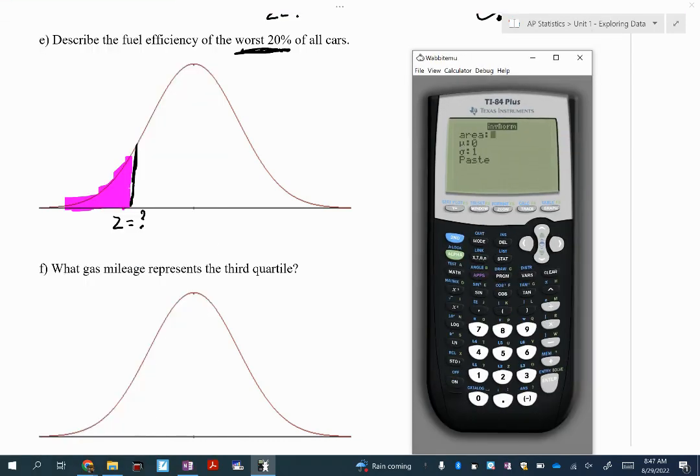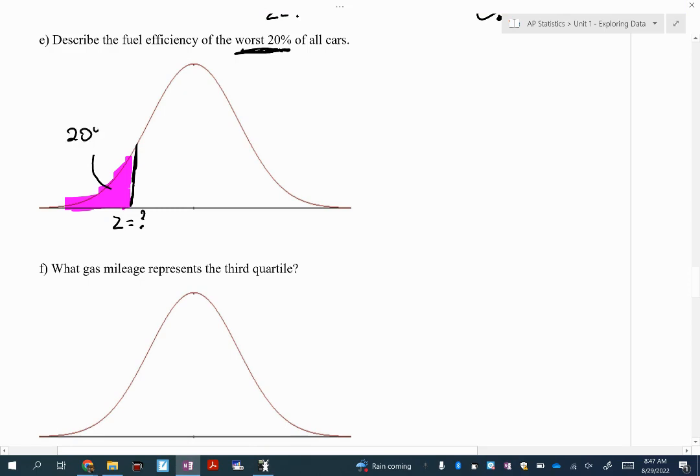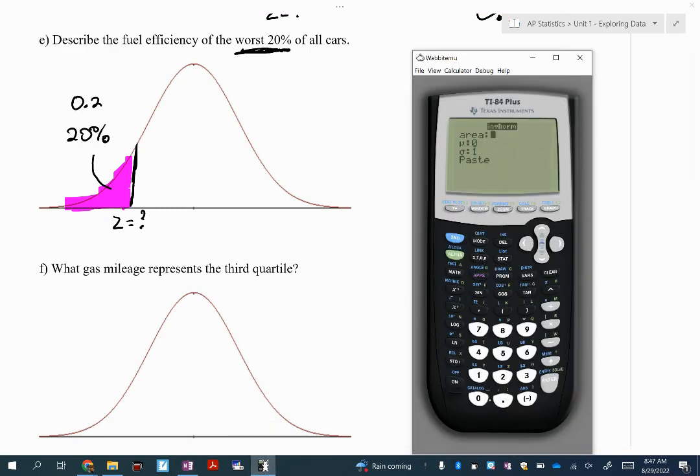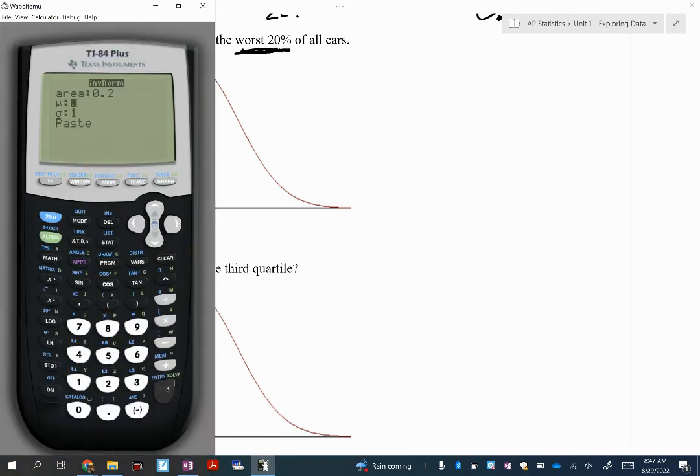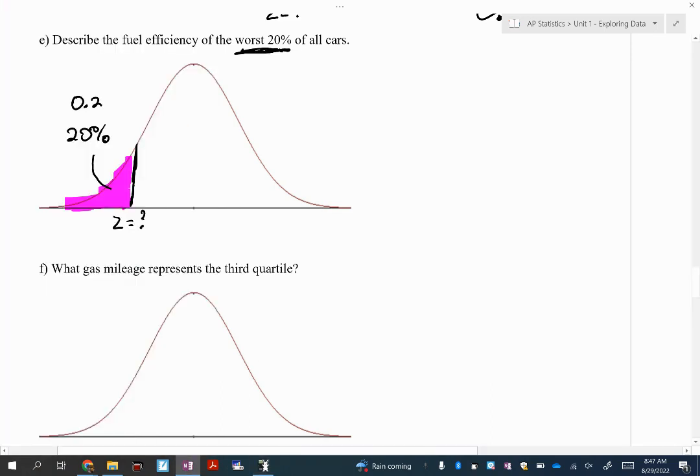And this is important. Notice I'm shading to the left. And anytime you do this, you want to type in the area to the left. And we're saying that this area to the left is 20% or 0.2. So I'm going to type in 0.2 for the area. I hit enter, and this will give me that z-score that's associated with it. So negative 0.842. That z-score is negative 0.842.